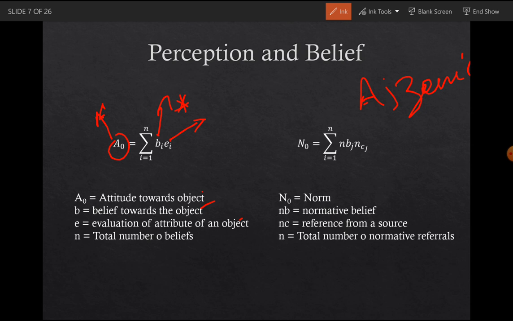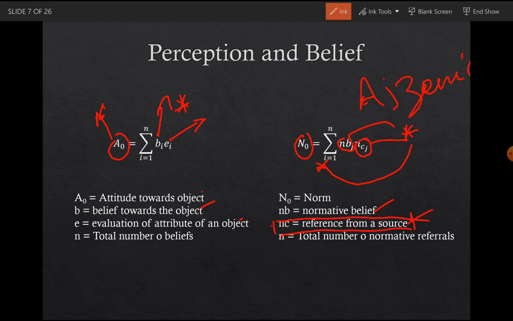And in the second equation, we have a norm. A norm is anything that you do as per routine, right? So it is the normative belief and the reference from the sources. As I told you, these are the references, the word of mouth, from the sources that you get from your friends or family members, anybody close. So the product of the normative belief that you have and the sources that you had been told creates your normative belief, your norms. Okay.